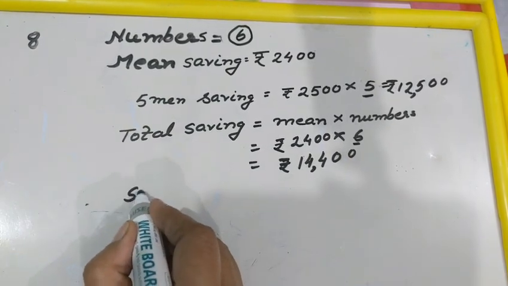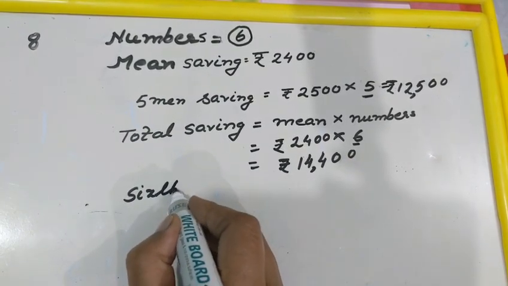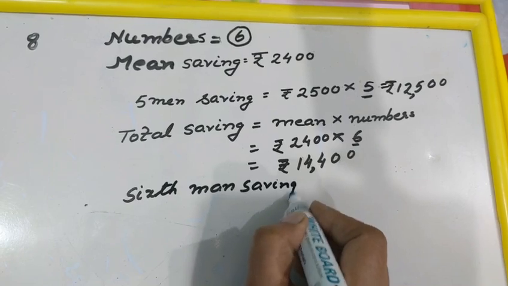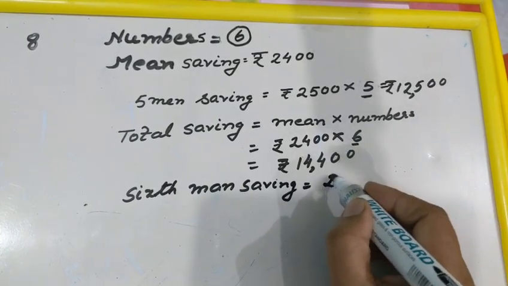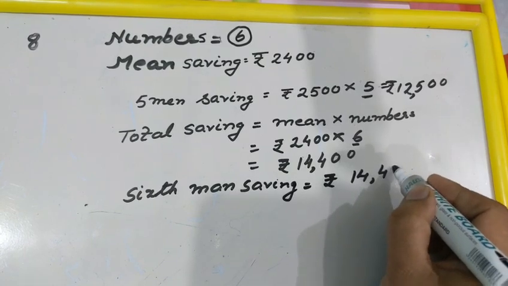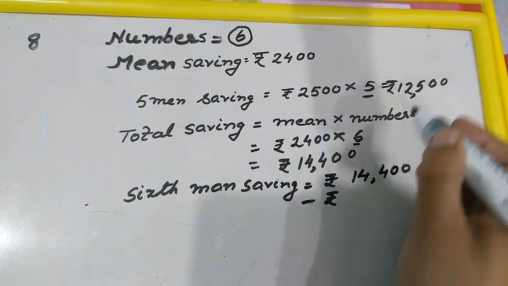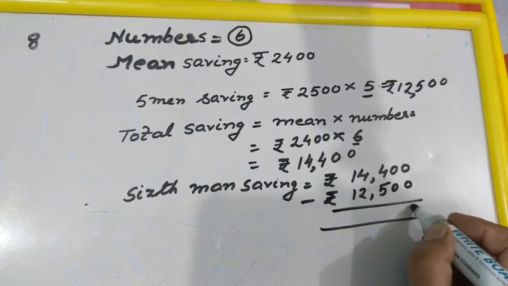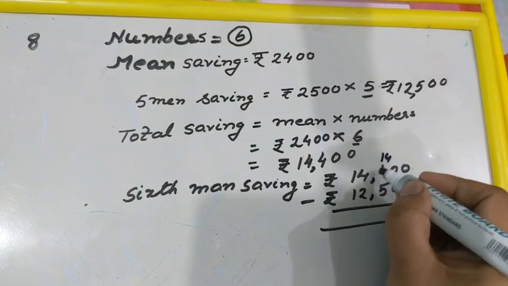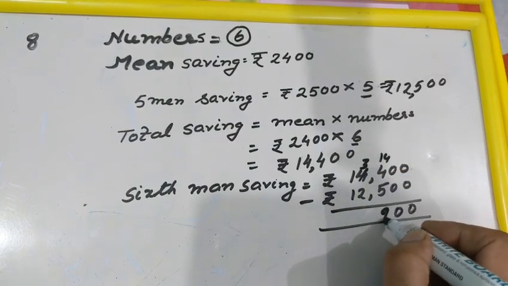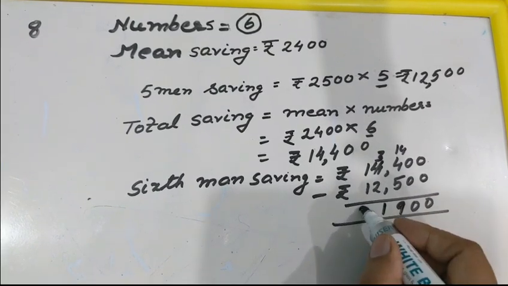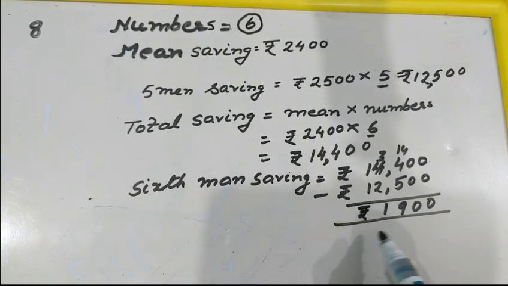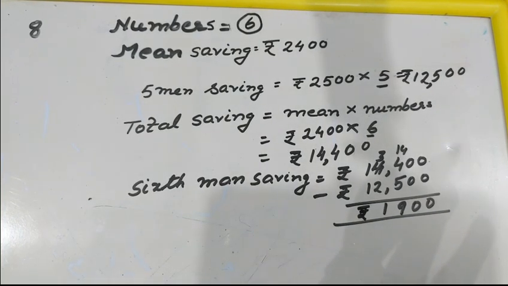So let us find the saving of the 6th man. 6th man's saving equals rupees 14,400 minus rupees 12,500. Let's do the subtraction. 0, 0, 14 here 3, 14 minus 5 is 9 and 3 minus 2 is 1, equals rupees 1,900. Hence the 6th man's saving is rupees 1,900. Hope the concept is clear.